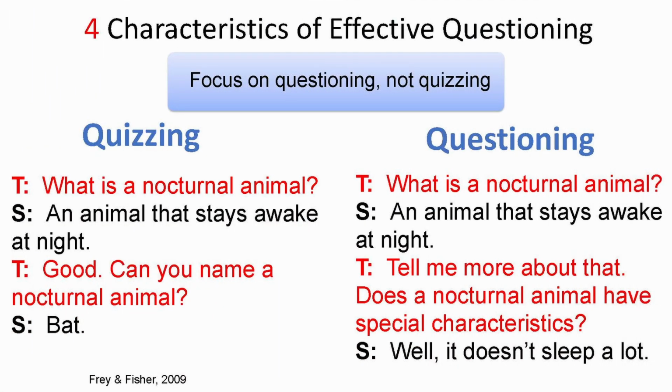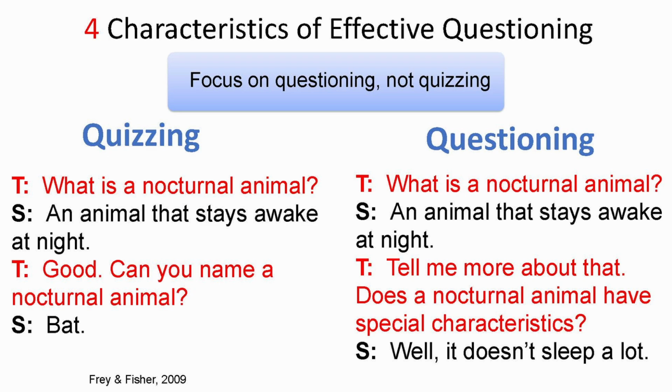The second characteristic is focus on the difference between quizzing and questioning, and it looks like this. Quizzing on the left, questioning on the right. A quiz is something like, students, what do you know about what's a nocturnal animal? And they say, it's a student that stays awake at night, which is actually the correct answer. And you say, good, can you name one?